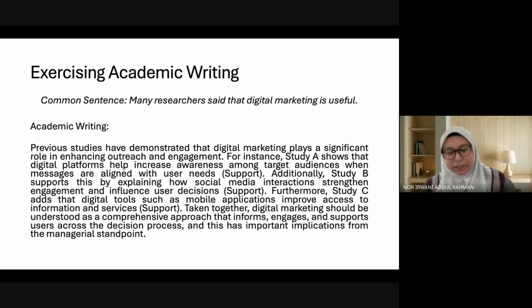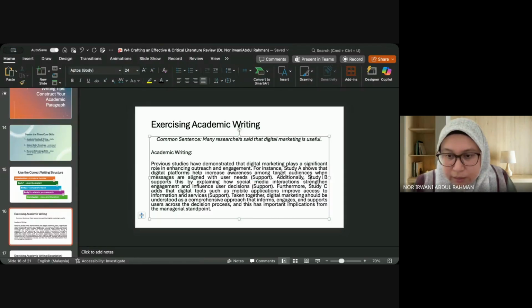How do we report this in our literature review? The simple one: previous studies have demonstrated that digital marketing plays a significant role in enhancing outreach and engagement. This is academic writing. For instance, Study A supports this. Additionally, Study B. Highlight Study A, Study B.